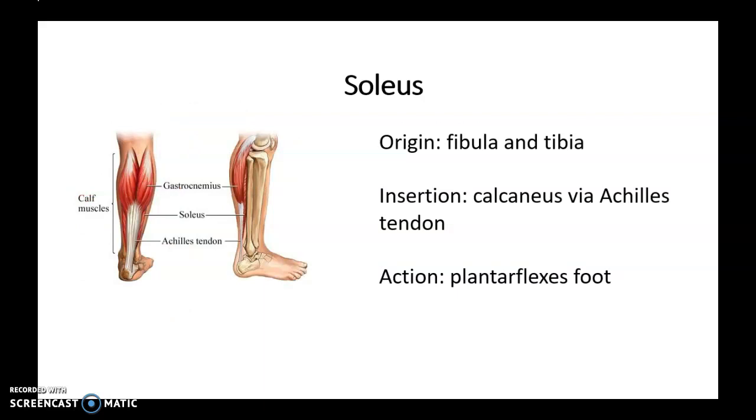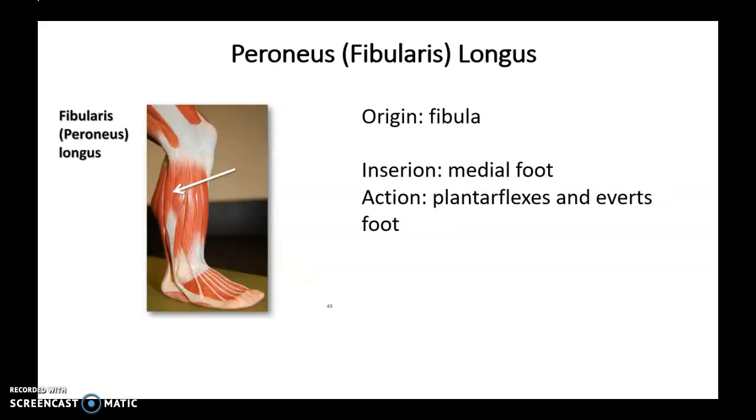Deep to gastrocnemius, there is another muscle called soleus, as you can see in the picture. Soleus lies deep to gastrocnemius. It originates from the tibia and fibula and has the same insertion as gastrocnemius. It also inserts into the calcaneus via the Achilles tendon, and this also helps to plantar flex the foot.